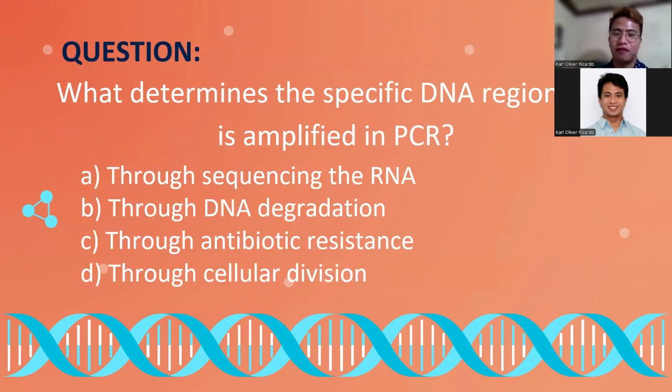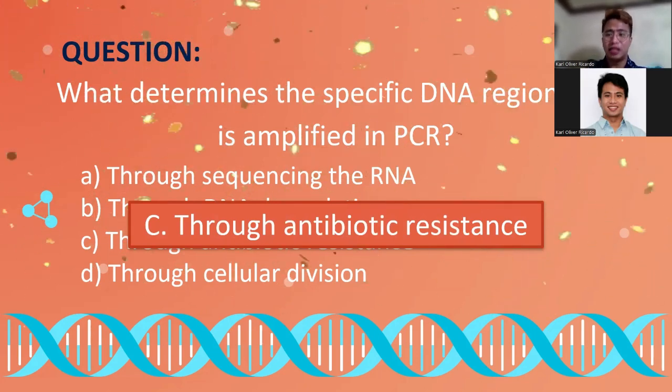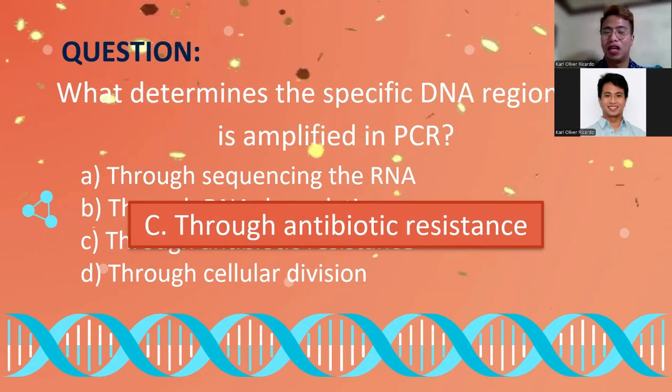So what determines a specific DNA region that is amplified in the PCR? A, through sequencing the RNA. B, through DNA degradation. C, through antibiotic resistance. D, through cellular division. What could it be? So the answer here is letter C, through antibiotic resistance. Okay? Because if it is not resistant, it will die. It will not be amplified. Okay?